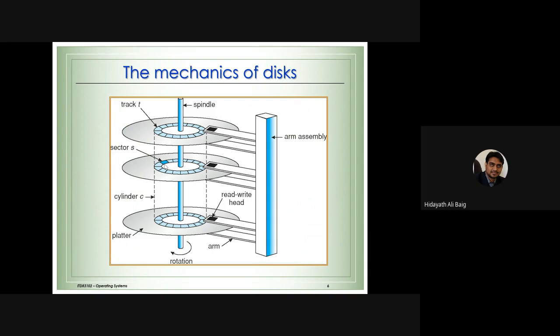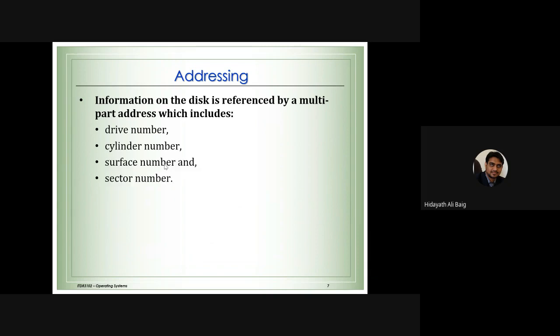In connection to this, we discussed various scheduling algorithms, that is, disk scheduling algorithms. We talked about all the concepts in this lecture, such as how we can address a particular sector. First we go to the drive number, specify the cylinder, the surface number, top surface or bottom surface, and then the sector number. Then we can reach the proper block or sector of the data.